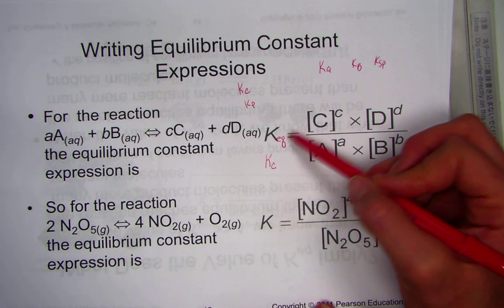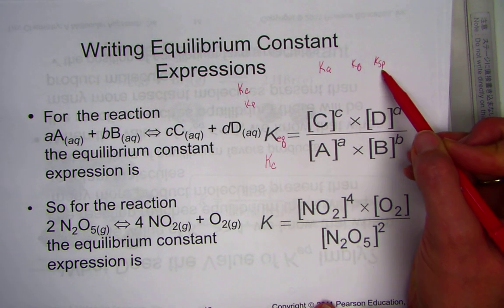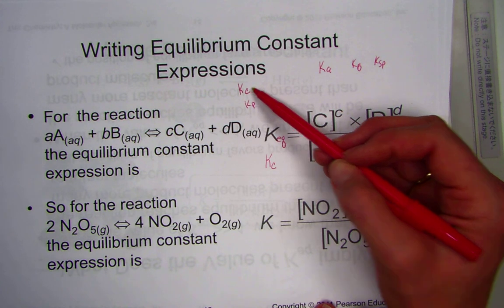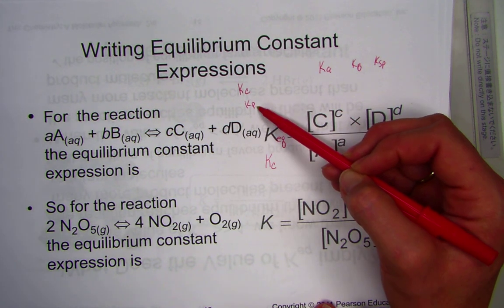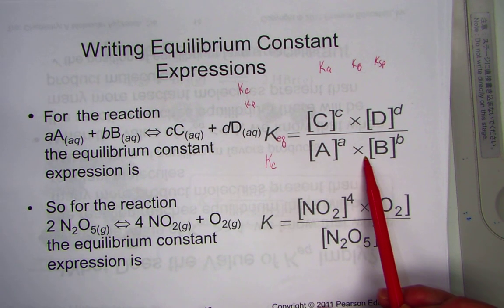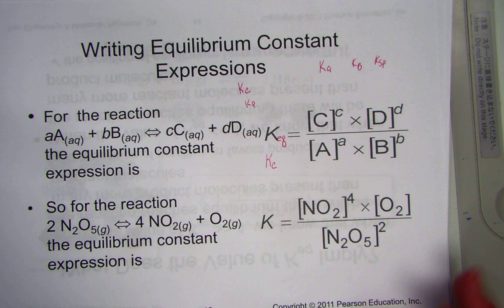Equilibrium constants can be for acids, they can be for bases, they can be for salts. They can use concentration units like molarity. They can use atmospheres or torr or millimeters of mercury if we're looking at pressures of gases. So products over reactants, the coefficients become the powers.